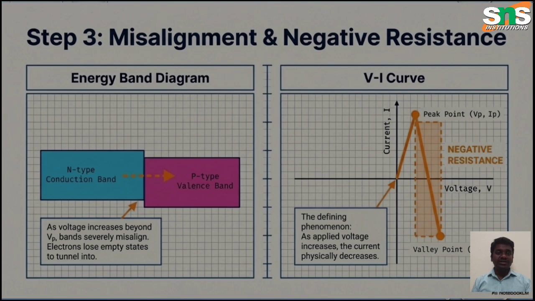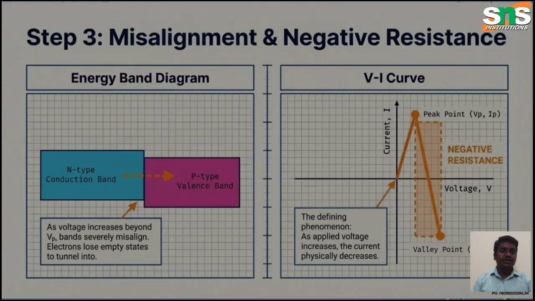As the voltage increases beyond Vp, the bands severely misalign and electrons lose empty states to tunnel into. The energy band diagram shows the misalignment between the n-type and p-type when increasing the voltage beyond Vp. Then see the VI characteristics diagram, which defines the phenomenon. As the applied voltage increases, the current physically decreases.